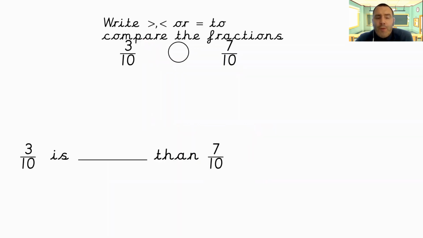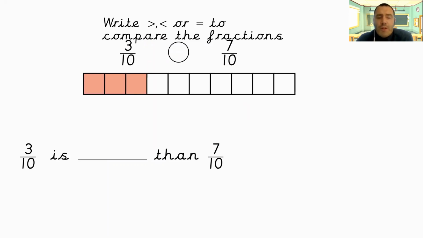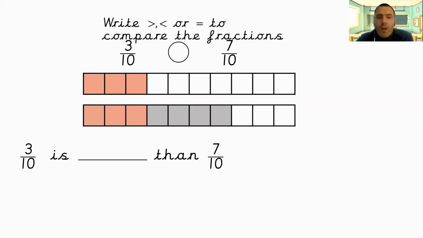So moving forwards, write greater than, less than, or equal to compare the fractions. So we've got 3/10 and 7/10. The denominators are the same, the numerators are different. So our first fraction, we can draw it out on a bar. We've got 3/10. Our second fraction is 7/10. And we can see from the 2 bars here that 7/10 comes further up than 3/10. So in this instance, 3/10 is less than 7/10.